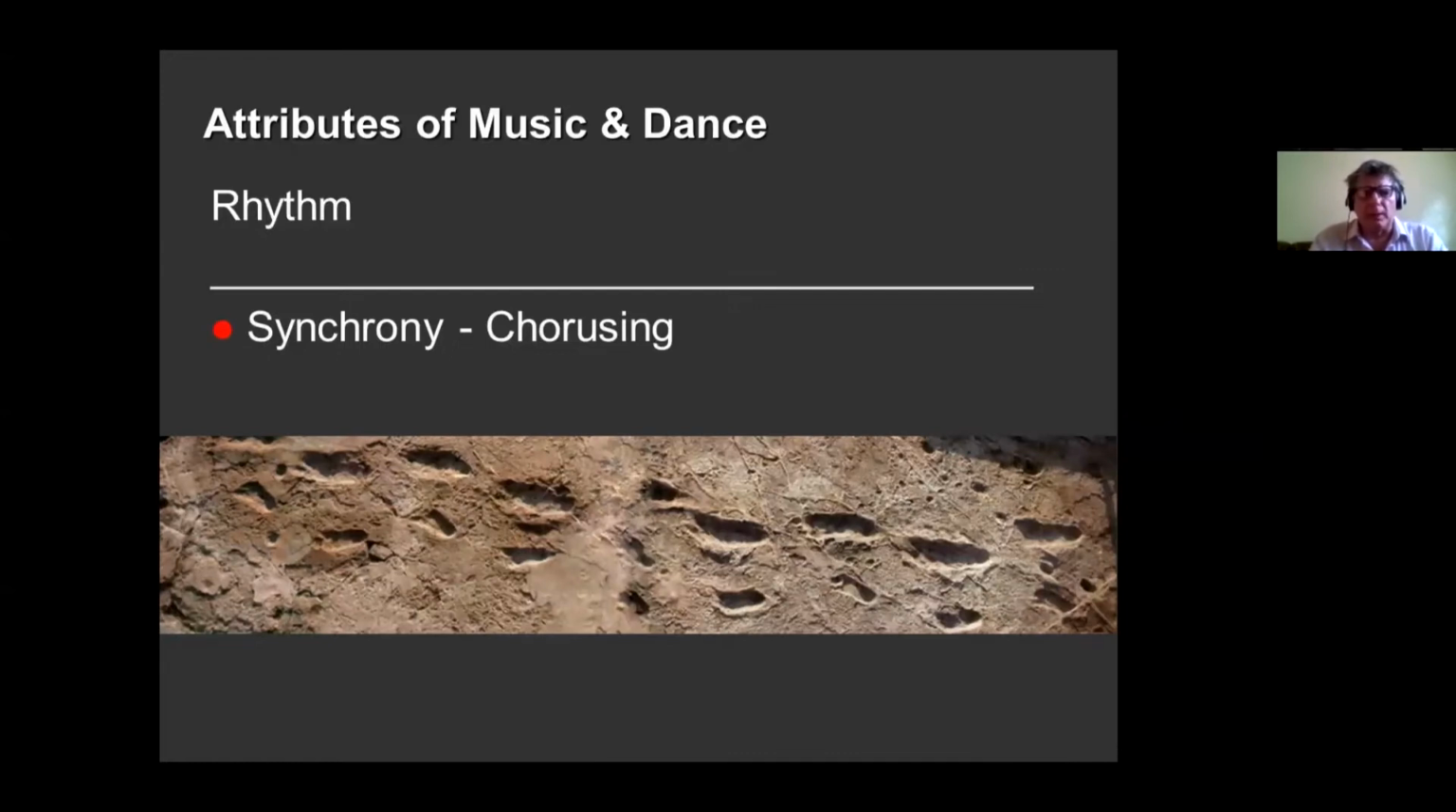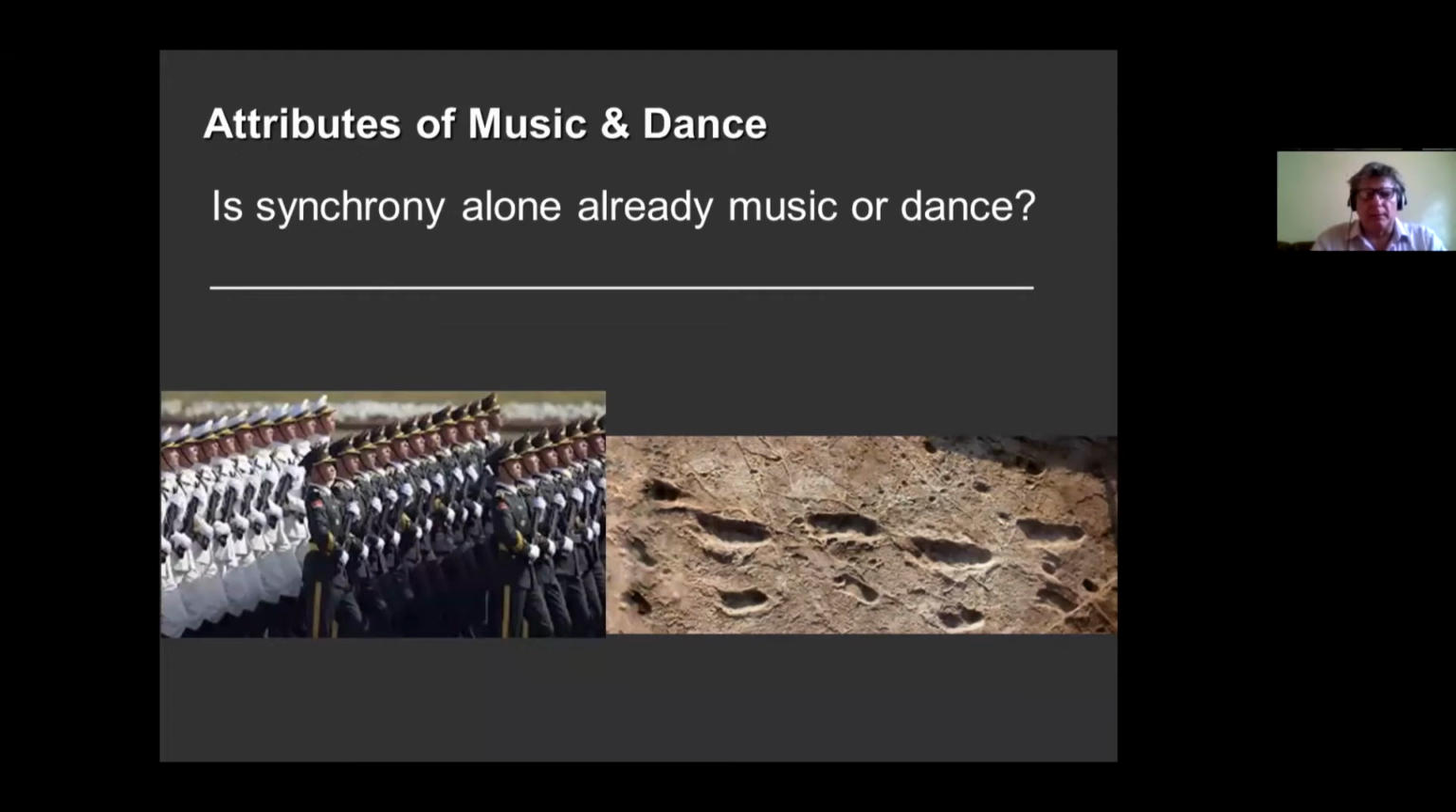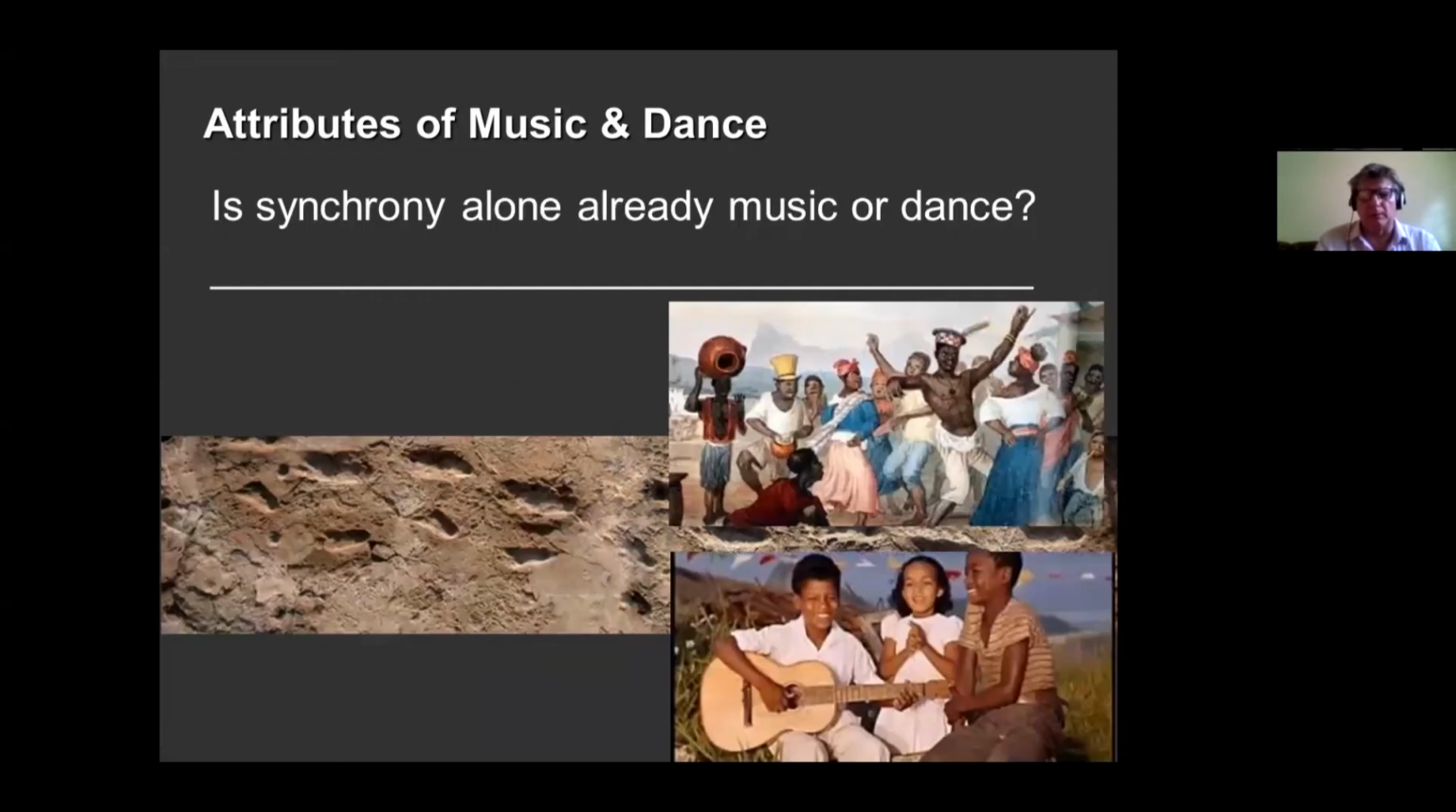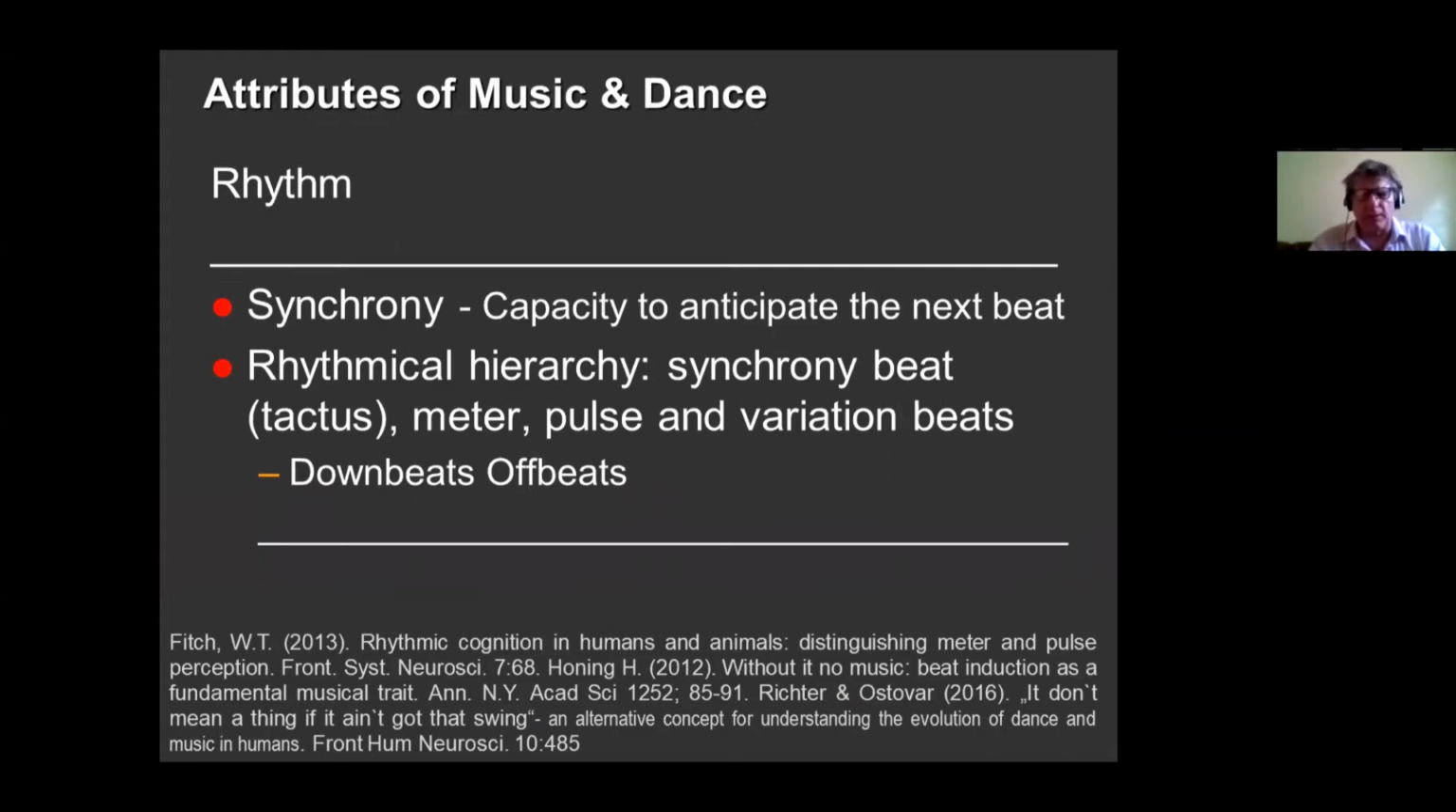So the most basic attribute of music and dance is synchrony. You see here footprints, and if you look carefully, you see that these footprints have a completely different size, but the step length is the same. So these two individuals, although they had a completely different size, were probably walking in lockstep. But is this already music? If you just listen to that, no, that is not music. Music is much more complicated, complex, and much more joyful than just marching.